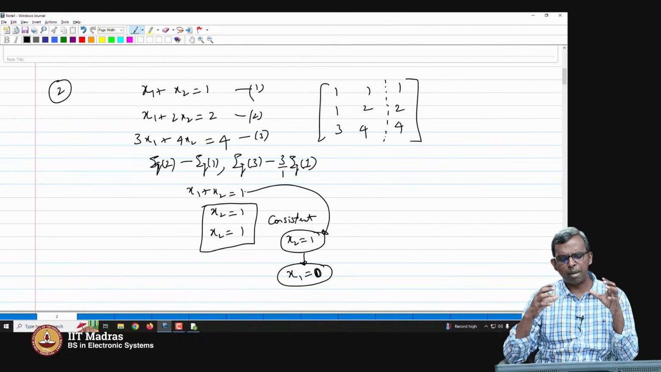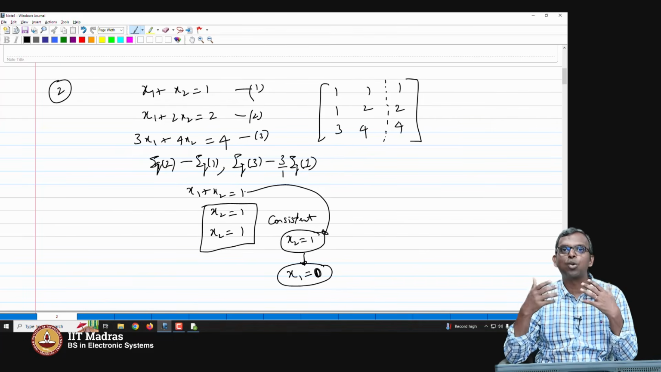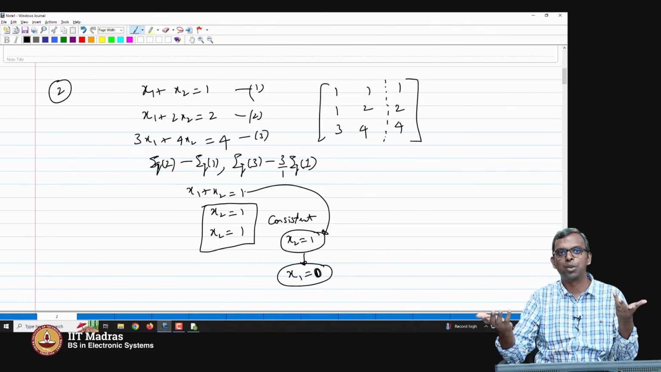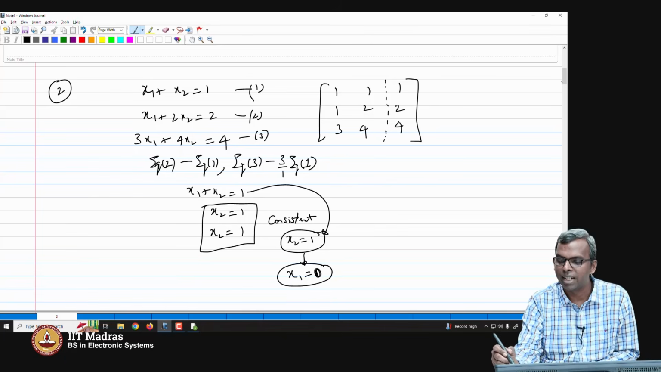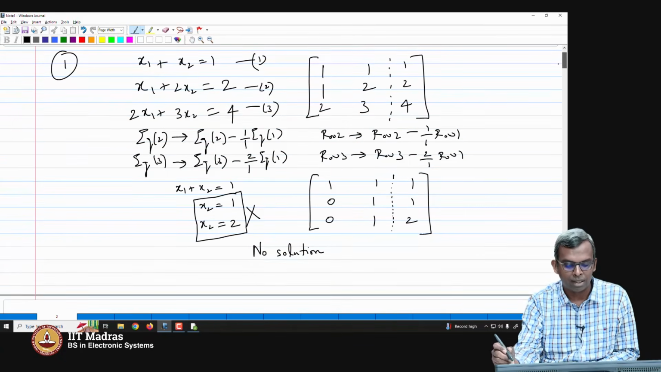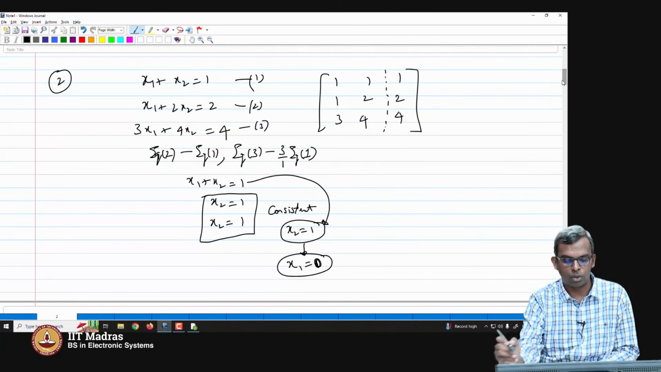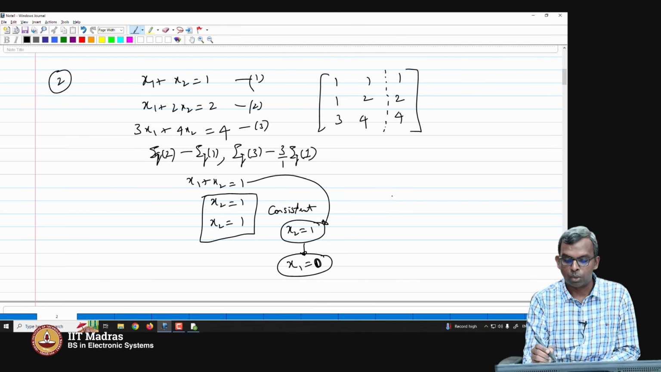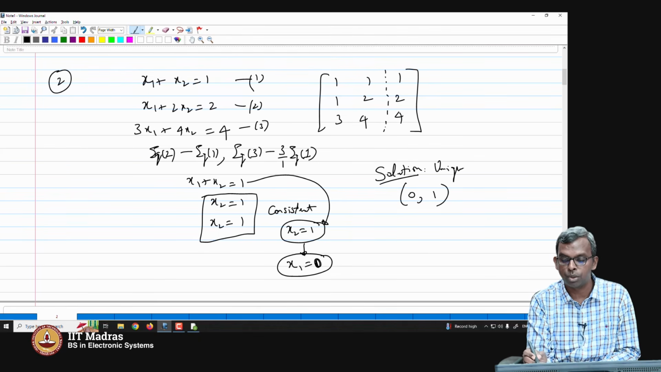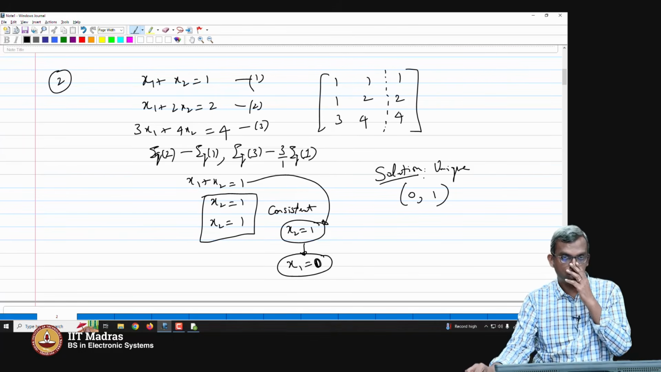We again used the same process, but we got these two equations for x2 and they were consistent. There was no contradiction here. x2 equals 1, x2 equals 1. I didn't get a situation like here where it ended up being a contradiction and there was no solution. Here it's all consistent, and I got x2 equals 1, x1 equals 0. So the solution is 0, 1, and it's unique. There's only one solution, not more than one.